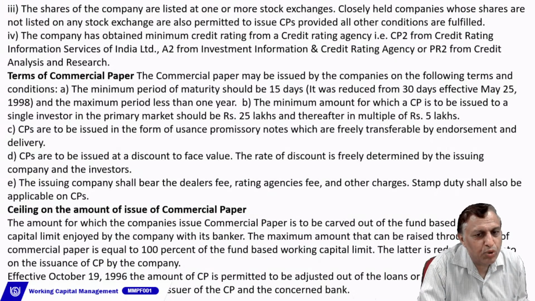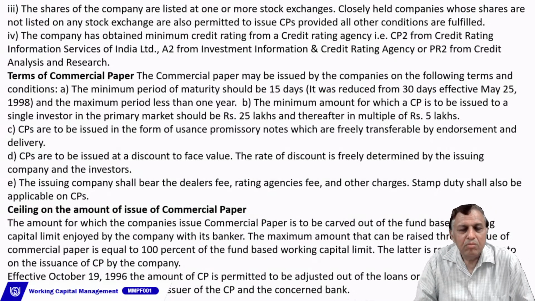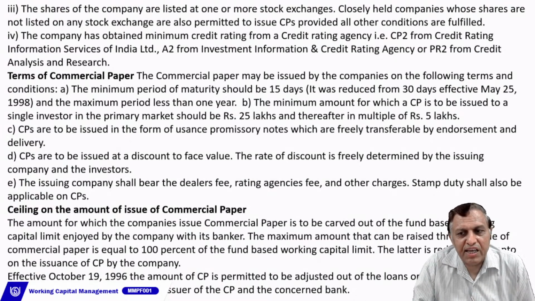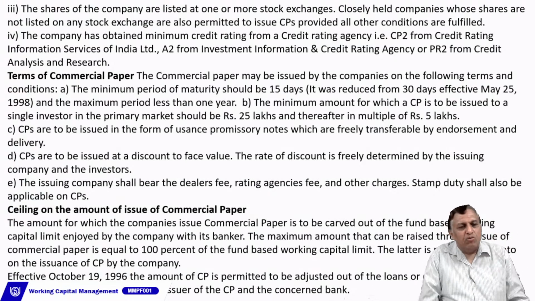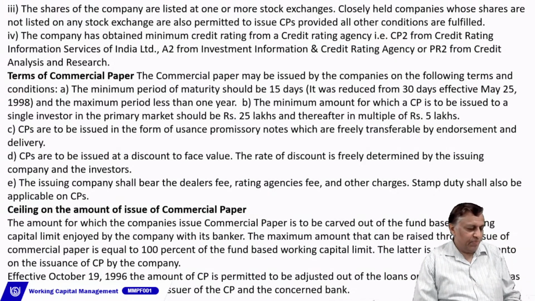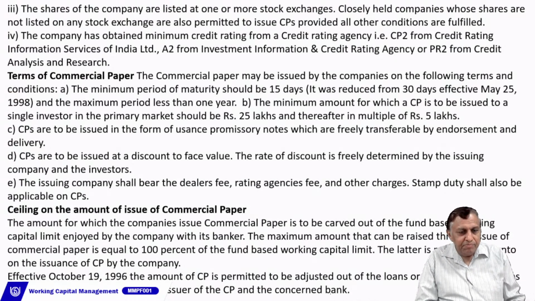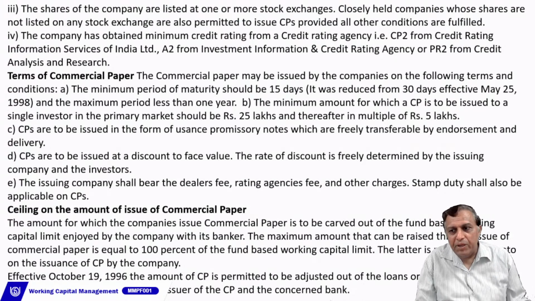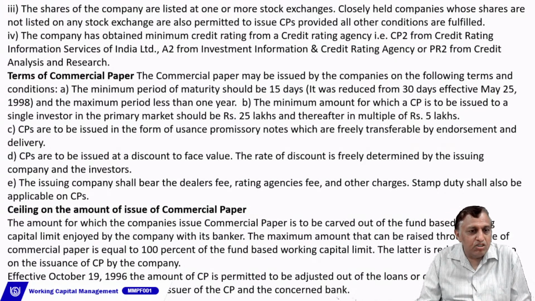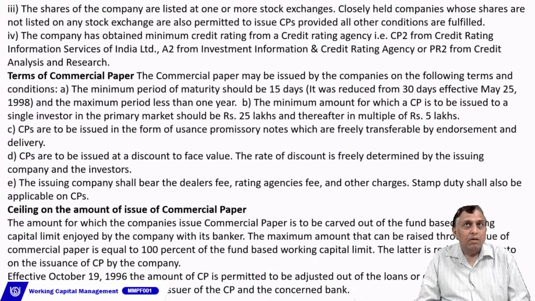Commercial papers are to be issued at a discount to face value. The rate of discount is freely determined by the issuing company and investors. So the quantum of discount is according to their financial health, the kind of product they are dealing with, and the kind of goodwill they have. The issuing company shall bear the dealer's fee, rating agency fee, and other charges. Stamp duty shall also be applicable on CPs, commercial papers.